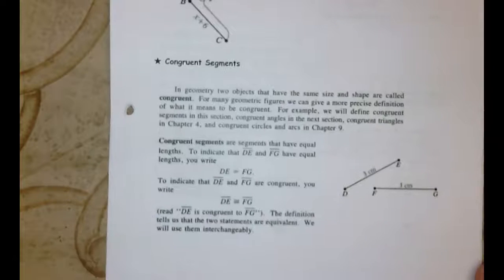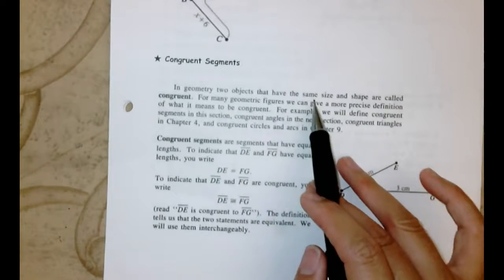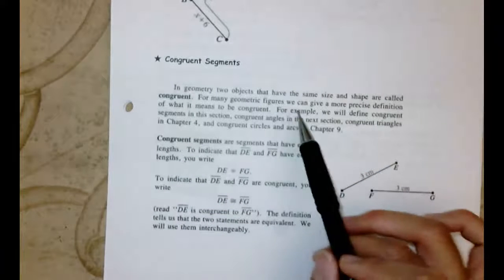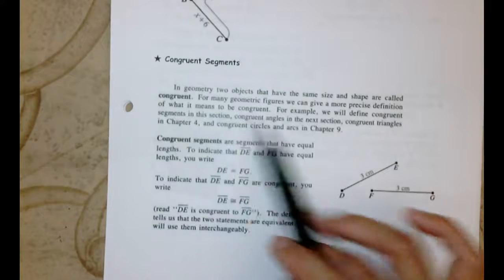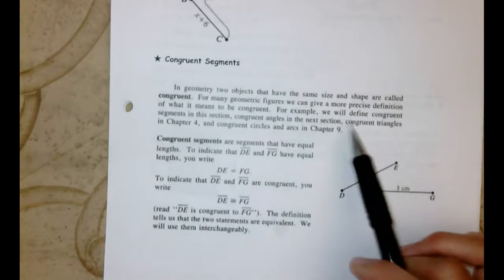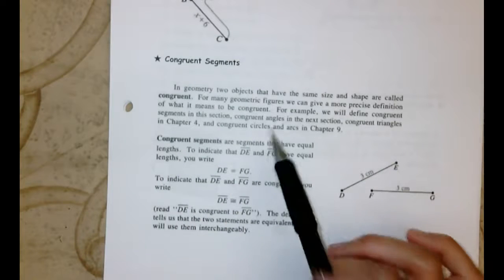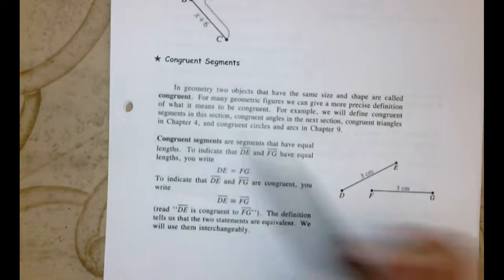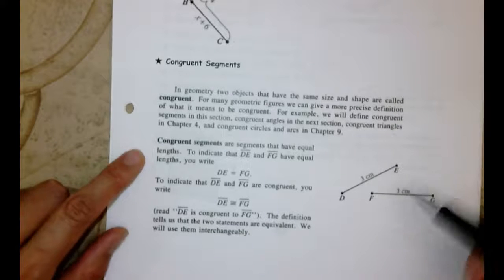All right, congruent segments. In geometry, two objects that have the same size and shape are called congruent. For many geometric figures, we can give a more precise definition of what it means to be congruent. For example, we will define congruent segments in this section, congruent angles in the next section, congruent triangles in chapter 4, and so forth. So congruent is coming up a lot in the first half of this course.